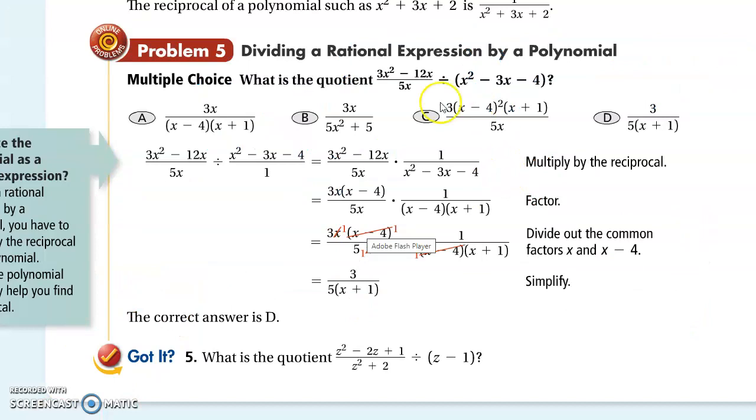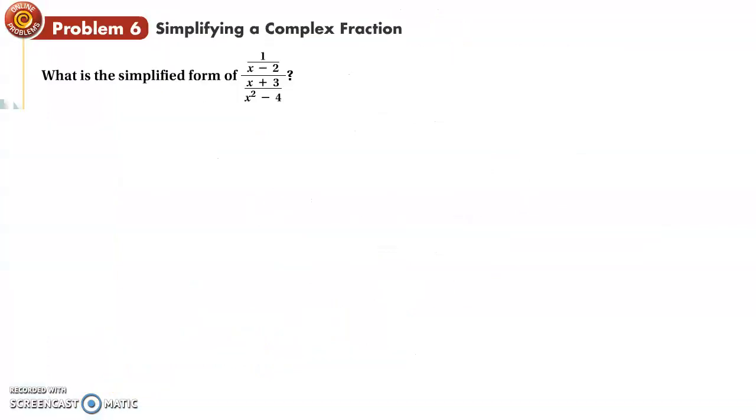All right, problem 5 wasn't even that big of a deal. It's the same thing divided by a polynomial. You would just make this into a fraction by dividing it by 1, and then you multiply by the reciprocal. So that's not even that big of a deal. We can go on to the next example.